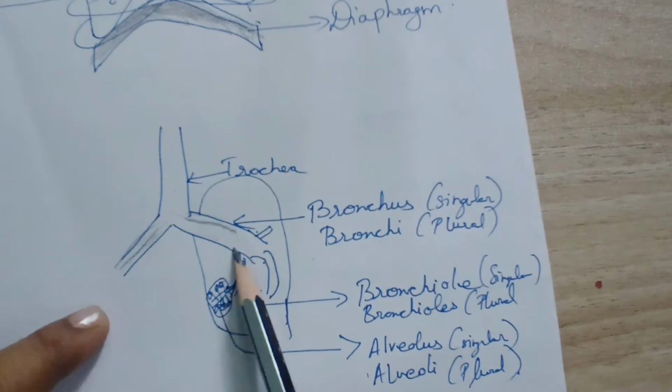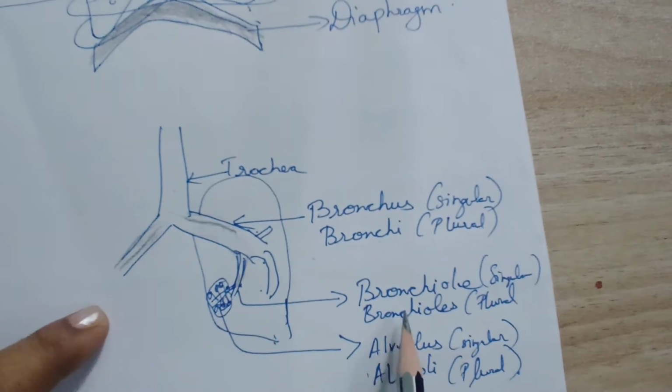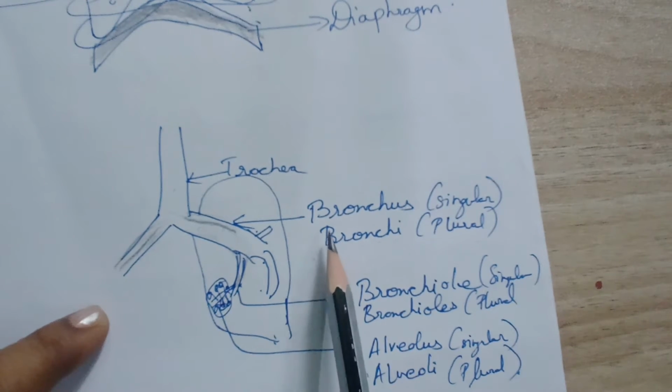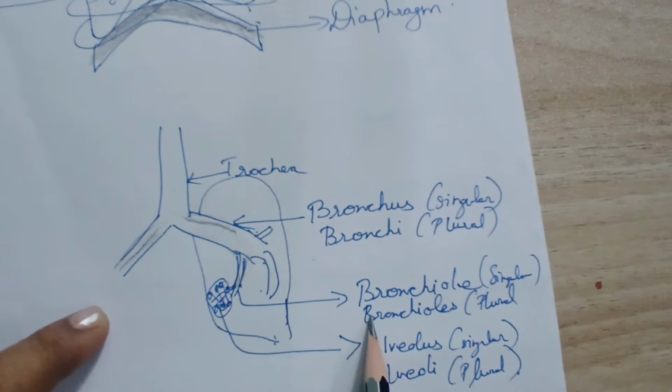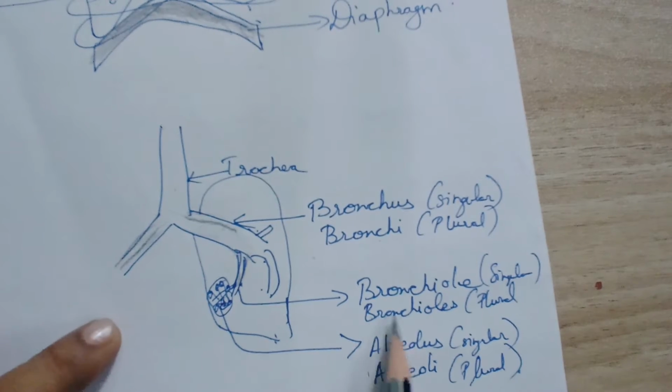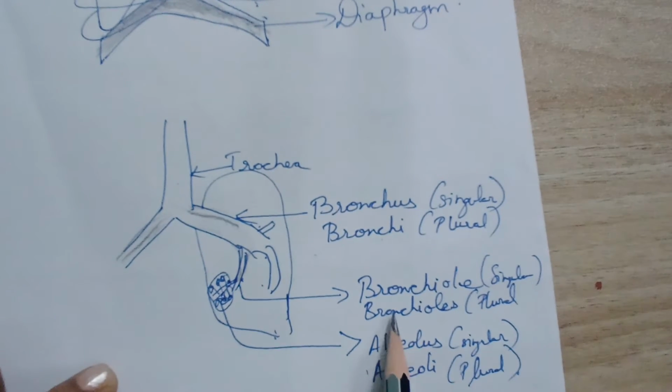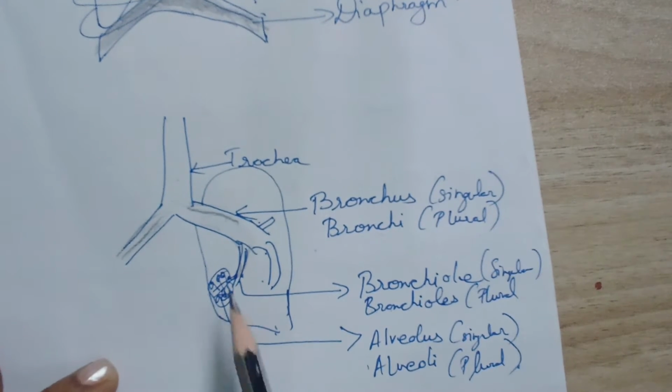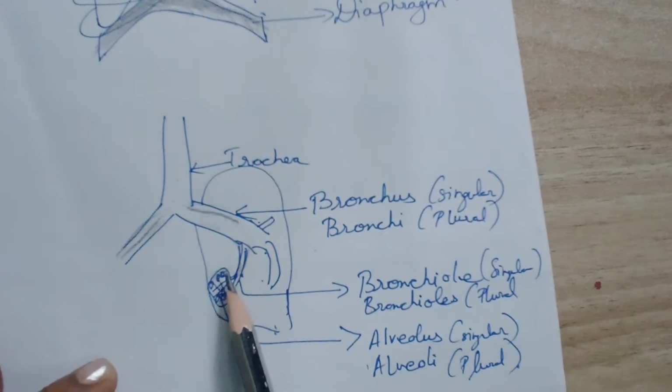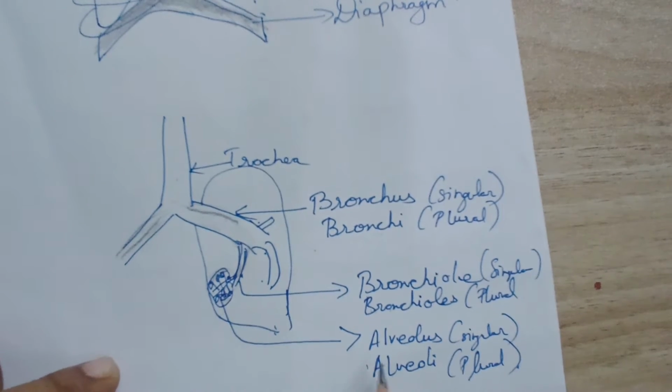Each bronchus is further divided into small tubules, which are called bronchioles. These bronchi are further divided into small tube-like structures called bronchioles. And these bronchioles end up in the alveoli. It is a bag-like structure, and the walls are attached to blood capillaries. These are the alveoli.